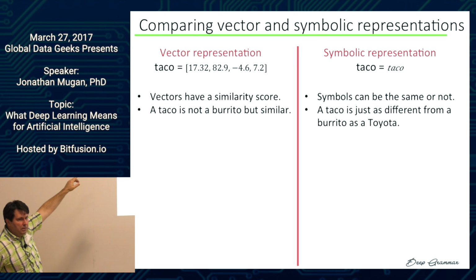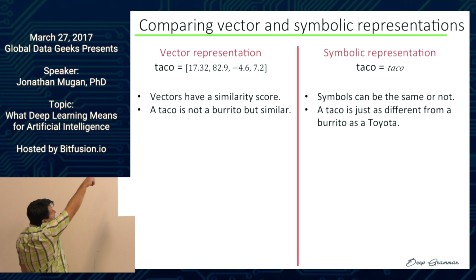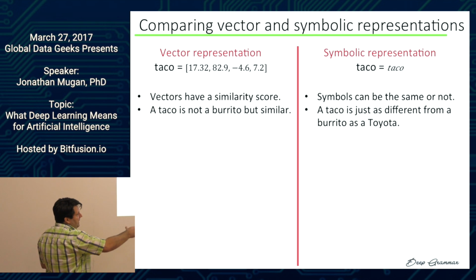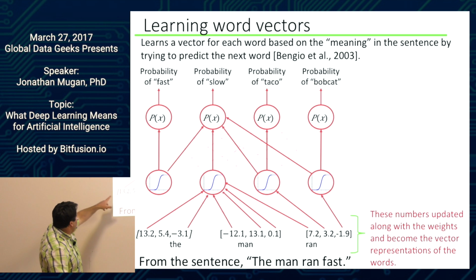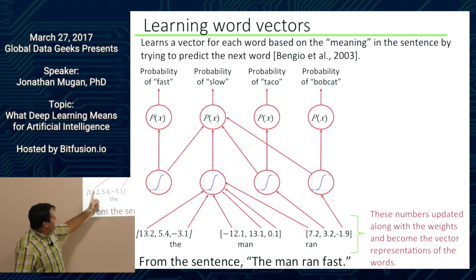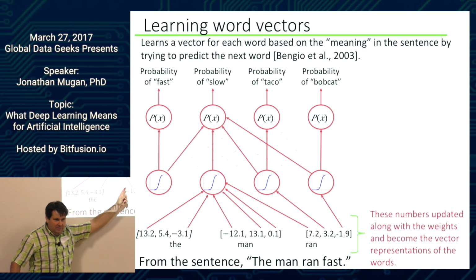I have a question. What do those numbers represent? Nobody knows. Yeah. So they're just numbers that represent stuff. So these numbers, when they come in as inputs to this thing, are such that it can make a prediction of what the next word is. That's all we know.